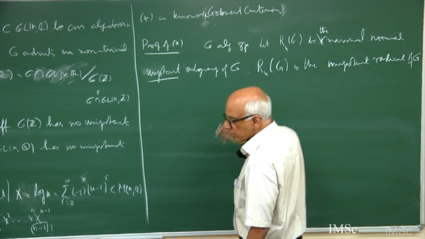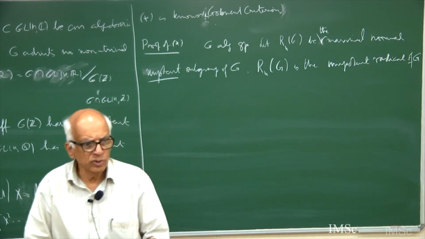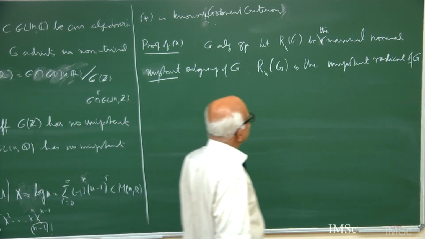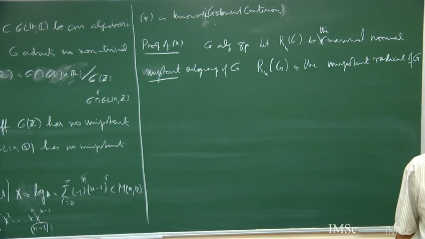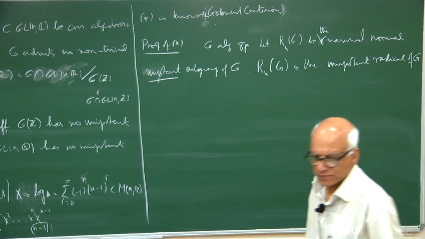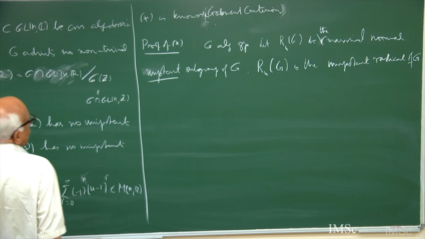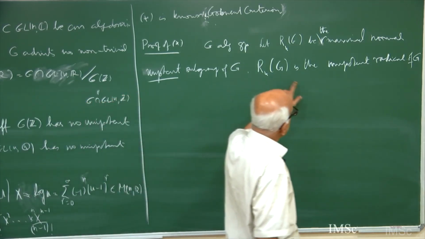You put the R in front because in the French they say radical unipotent, so it's the other way. So that's why RU rather than UR. And much of this was developed by French mathematicians to begin with. So, RUG is the unipotent radical of G.